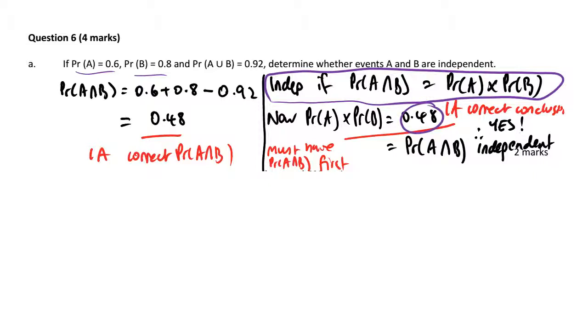What we don't know yet is what probability of A intersection B is equal to. Probability of A intersection B can be found by using our addition rule. It's equal to probability of A plus probability of B minus probability of A union B. We do know this. We know that that's equal to 0.92. And so as it turns out, probability of A intersection B is equal to 0.48. Well, look, they're both equal to each other. Therefore, we can say that events A and B are definitely independent. So that's all pretty cool.